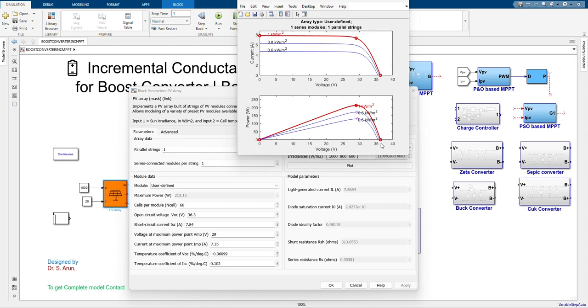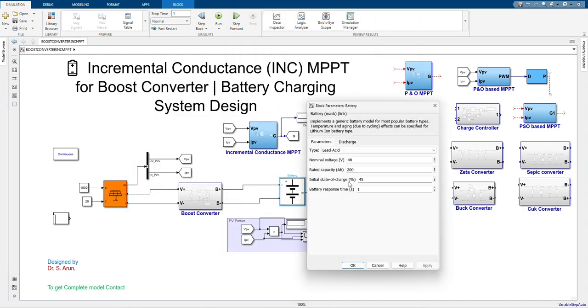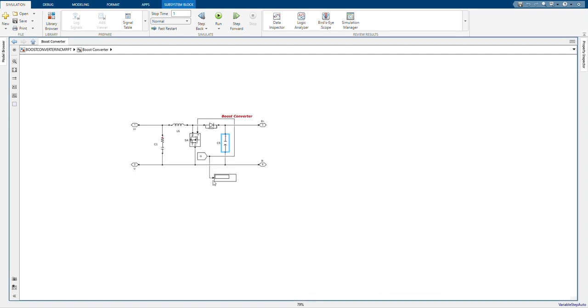So let's see here, the open circuit voltage of the PV panel is nearly 36.3 volts. This is the input voltage of the PV panel to the boost converter. You can see that the output voltage on the battery side is nearly 48 volts. Therefore the input voltage is lower than the output voltage, so we need a boost converter to boost up the input voltage for the battery side circuit. Therefore, I have designed a boost converter. The purpose of the boost converter is to step up the PV voltage to a higher voltage suitable for battery charging.